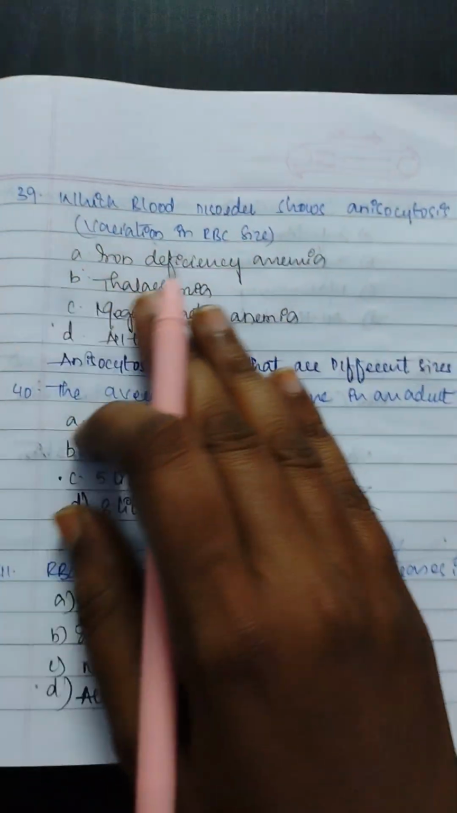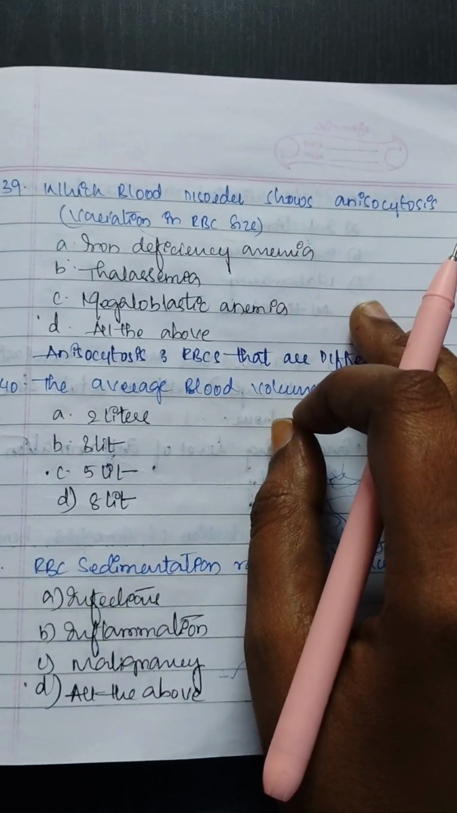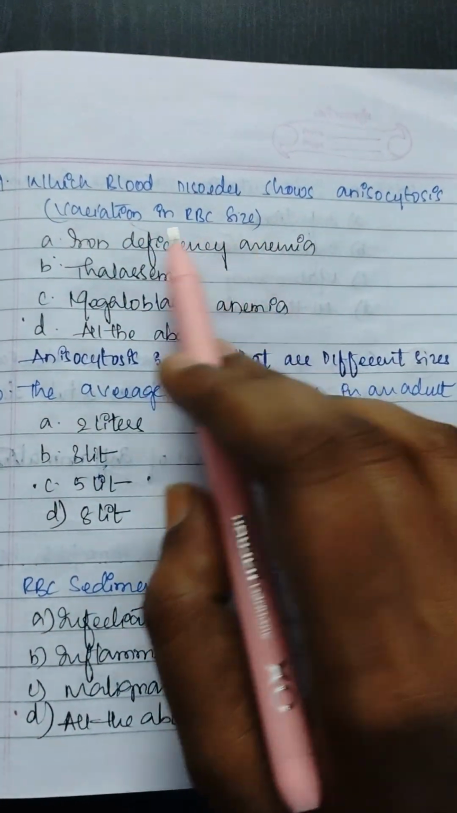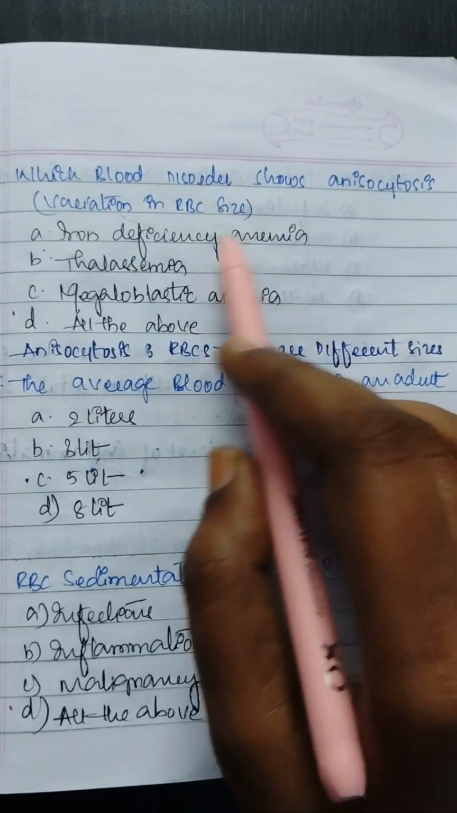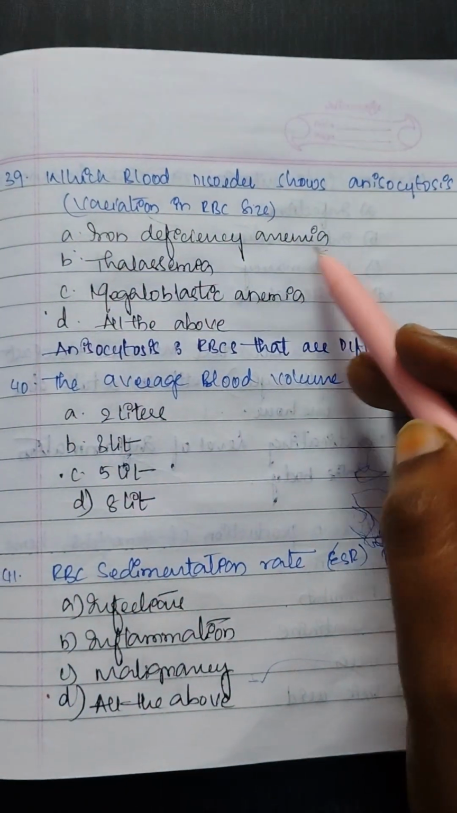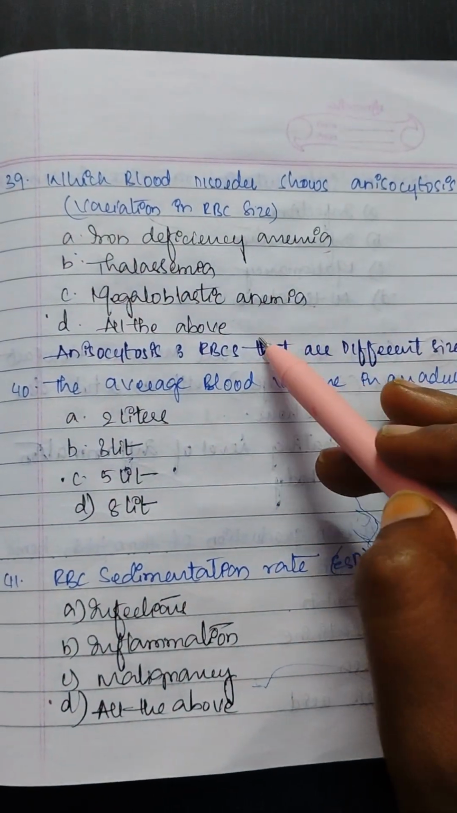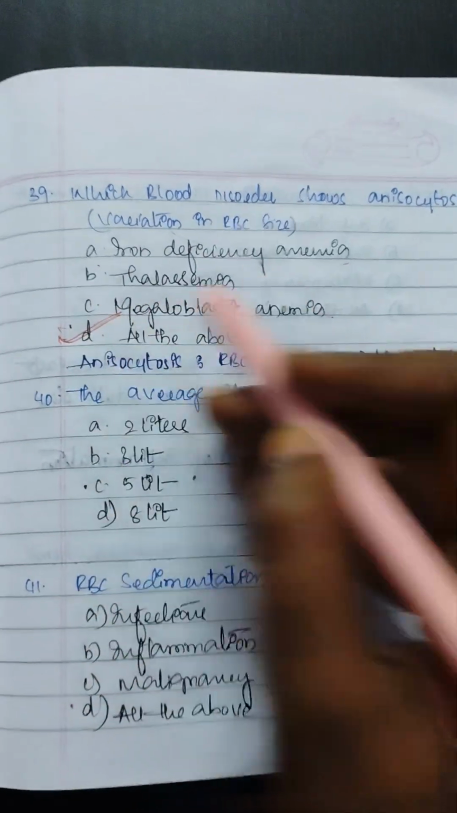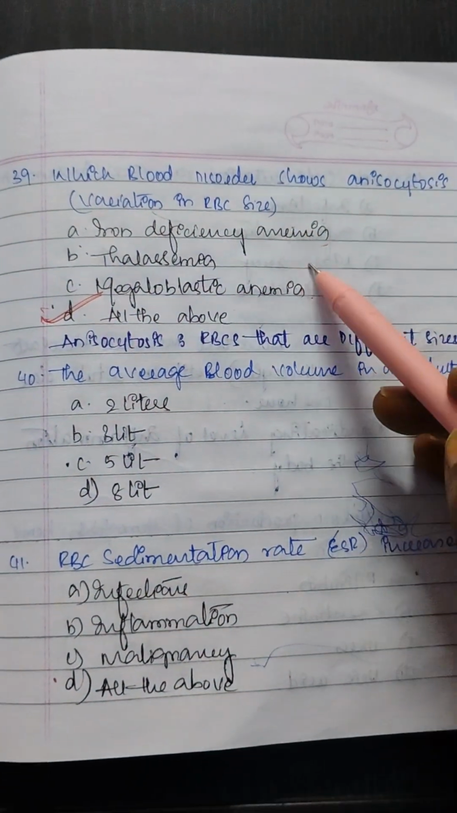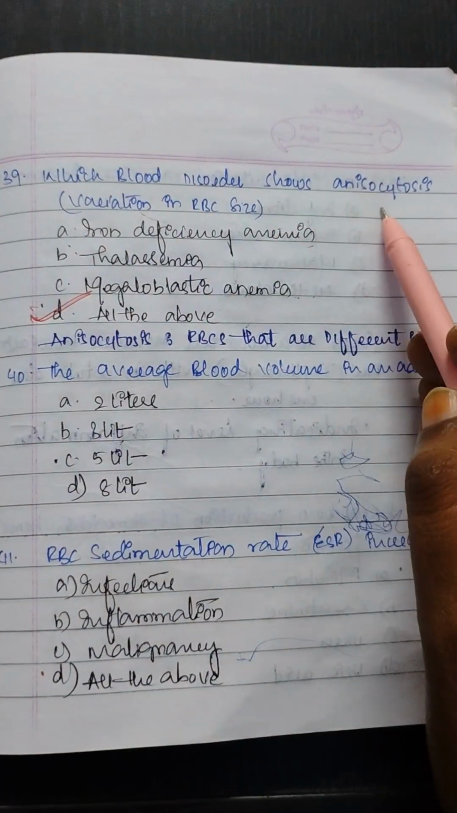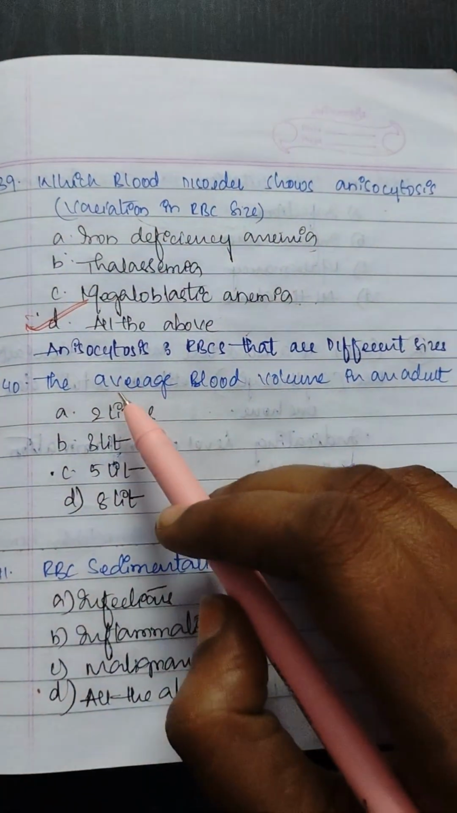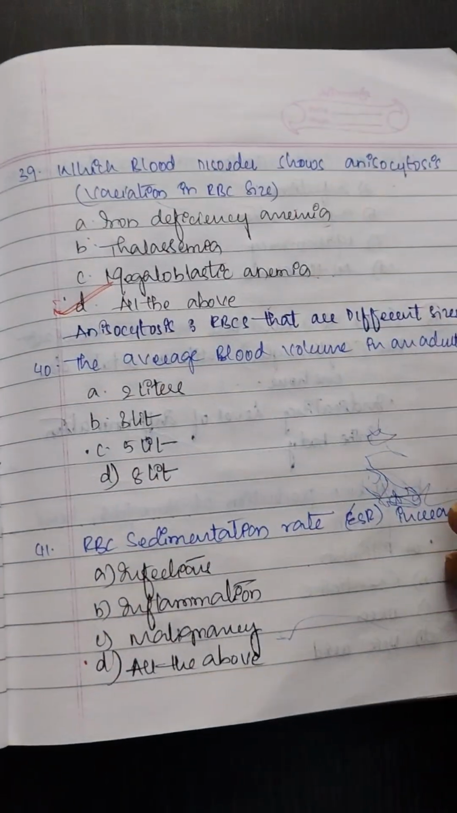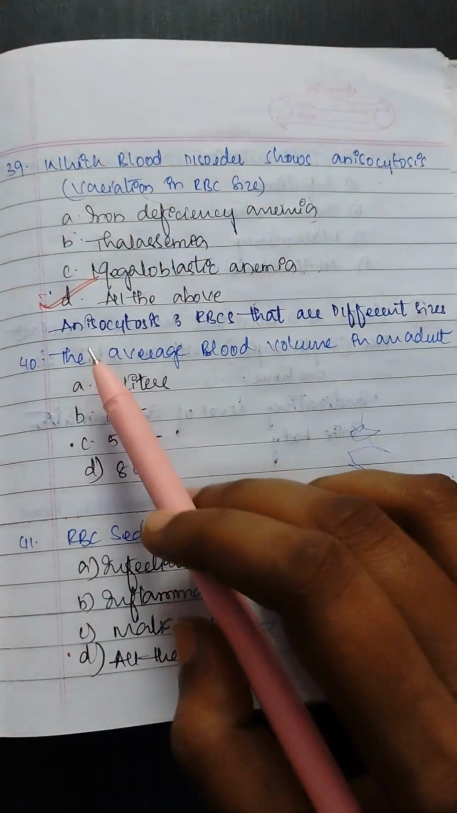The next question: which blood disorder shows anisocytosis, variation in RBC size? Iron deficiency anemia, thalassemia, megaloblastic anemia, all the above. And the answer is D, all the above. Iron deficiency anemia, thalassemia, and megaloblastic anemia cause anisocytosis. Anisocytosis is nothing but RBCs being of different sizes.